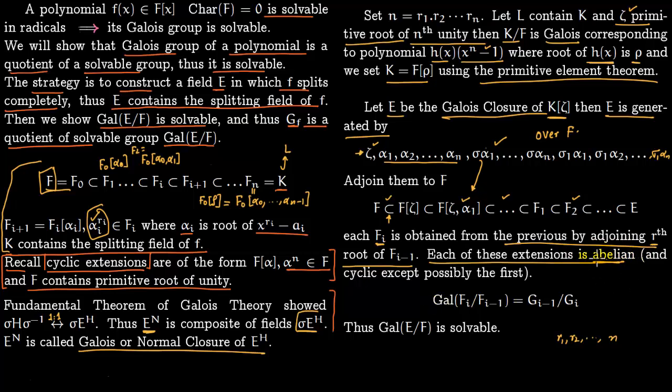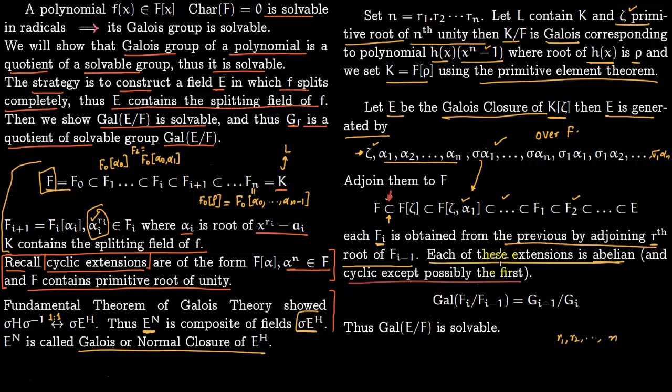So each of these extensions is abelian, and possibly all of them are cyclic except the first one. So this is our extension which might cause a problem. So that's why we are using abelian and not cyclic, because this might not be cyclic. But we have abelian, and we have defined our solvable groups in two ways. We have defined the quotients as cyclic, and we have defined them as abelian and showed that they are equivalent to each other. So each of these extensions is abelian and cyclic. Possibly the first is not, possibly.